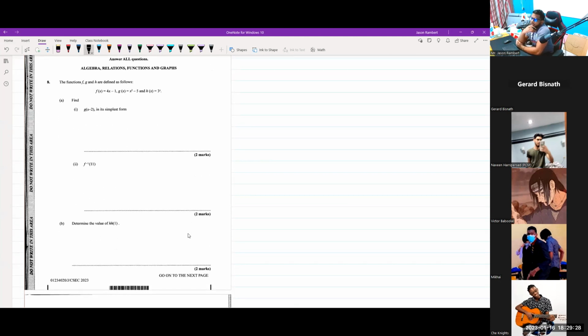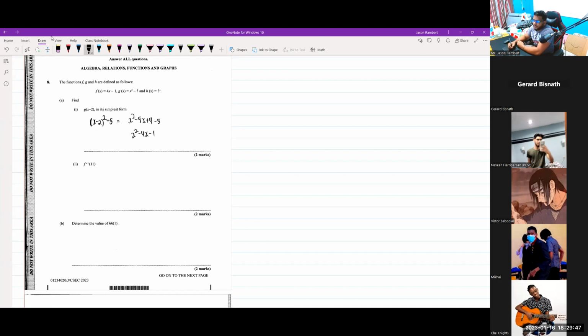F, G, and H are defined. G of x minus 2, I mean, this is going to just be x minus 2 squared minus 5. You can do the shorthand if you want. x squared minus 4x plus 4 minus 5. x squared minus 4x minus 1.